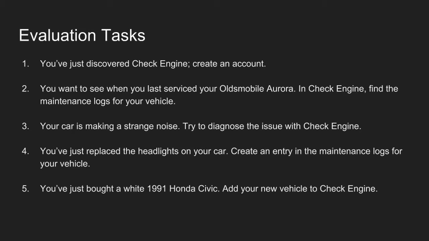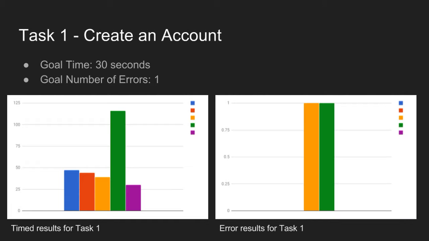We're defining errors as any action that doesn't actively get them towards the goal of the task. Our goals for each task were based upon previous experience with running through our Low Fidelity prototype and some educated guesswork. We were looking for users to be able to create an account in about 30 seconds with one or fewer errors. We didn't quite reach the 30 seconds for most participants, but there weren't that many errors that were encountered by users when completing this task.